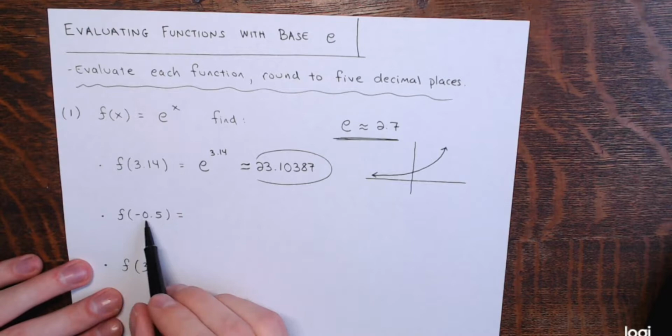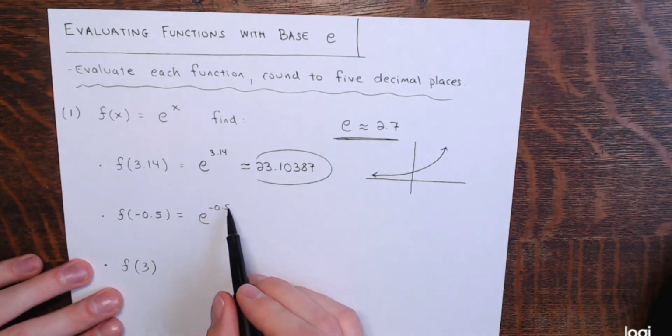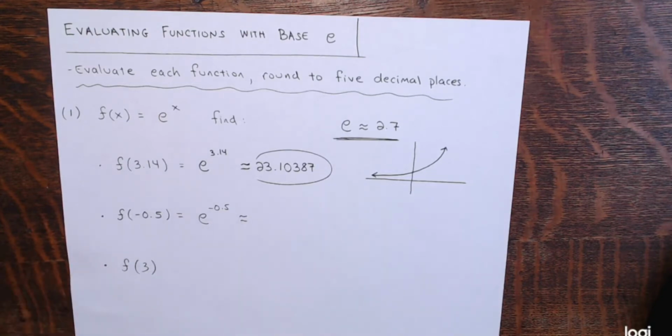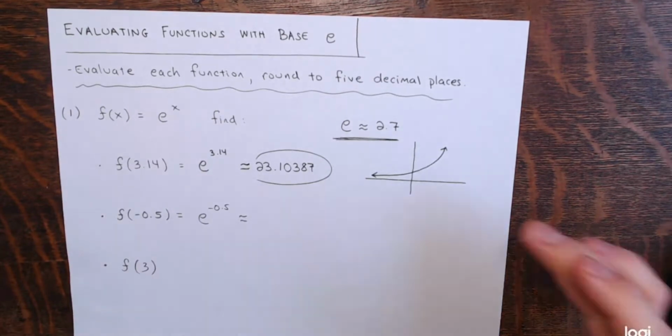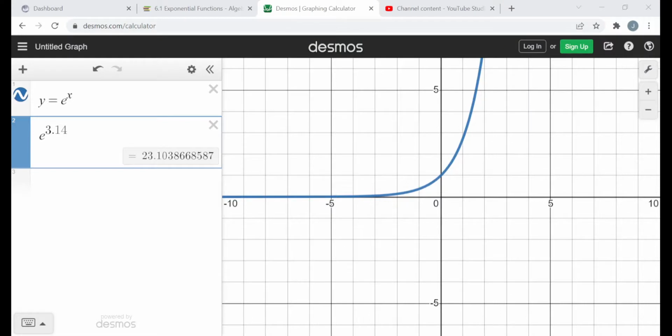Alright, how about f of negative 0.5? Well, that would just be e to the negative 0.5 power. Now this will still be positive, right? Raising a positive number to a negative power still gives you a positive result. The range of this function is all positive numbers. So I'm just going to change the power here in my Desmos calculation from 3.14 to negative 0.5. And you see it's still positive.